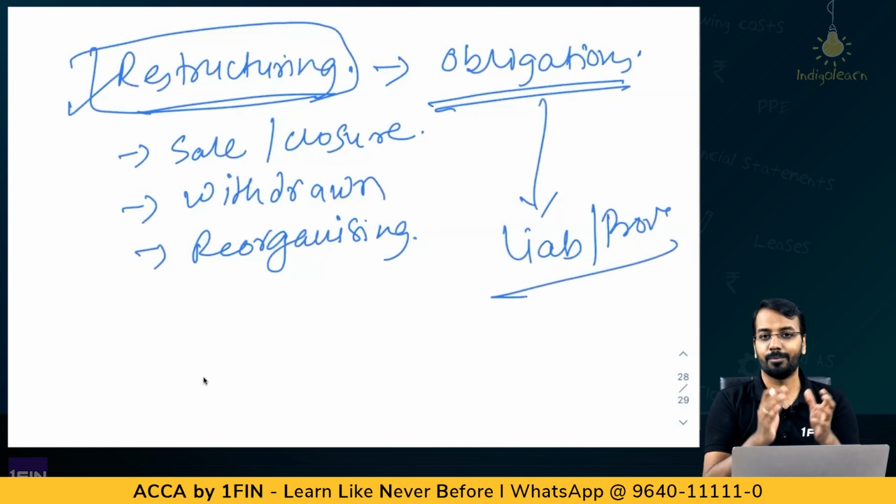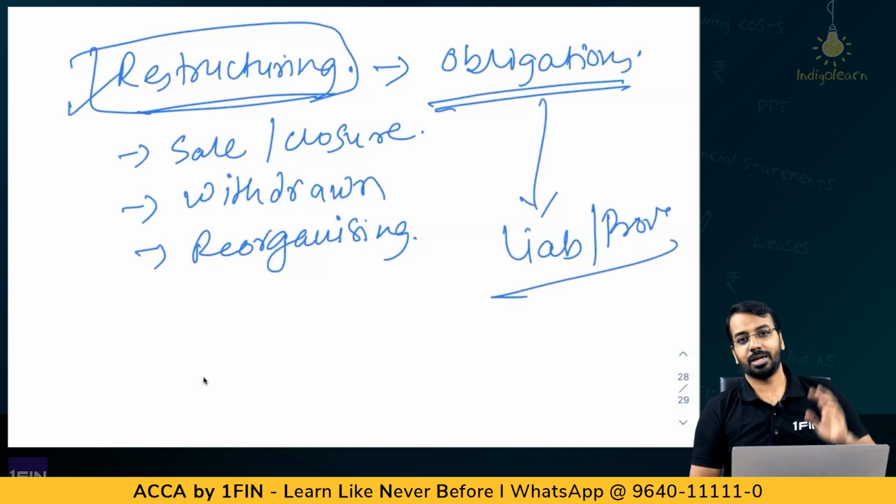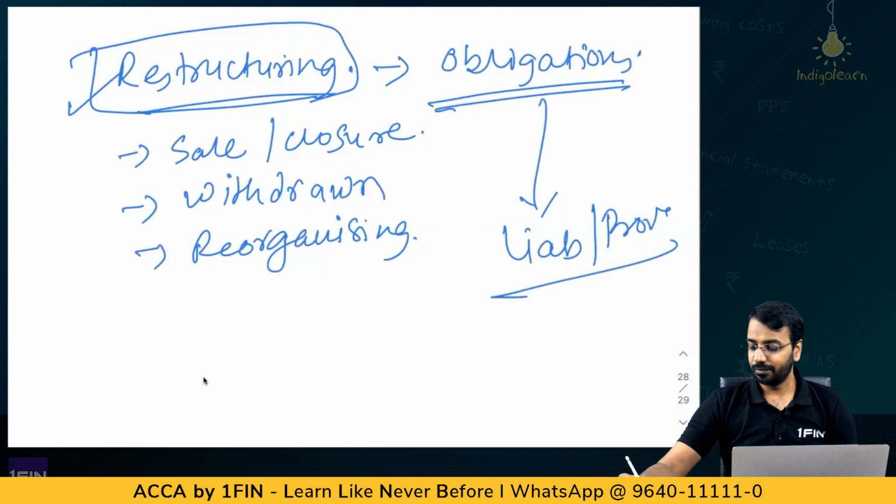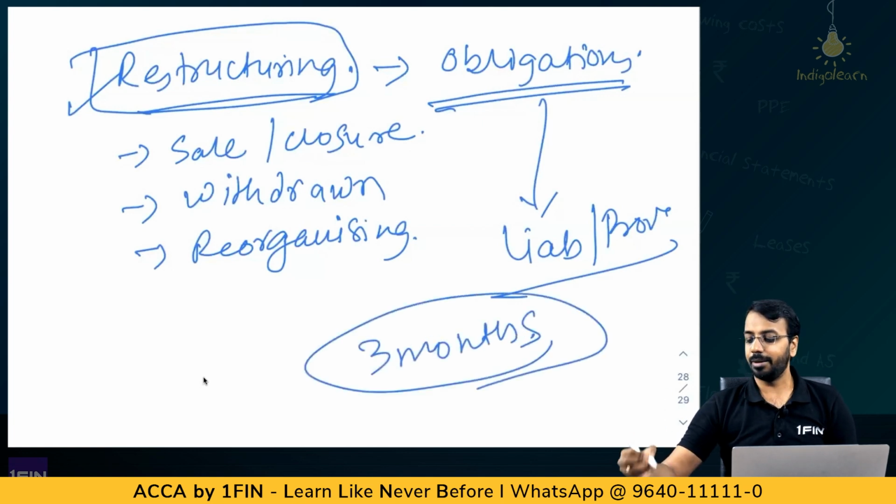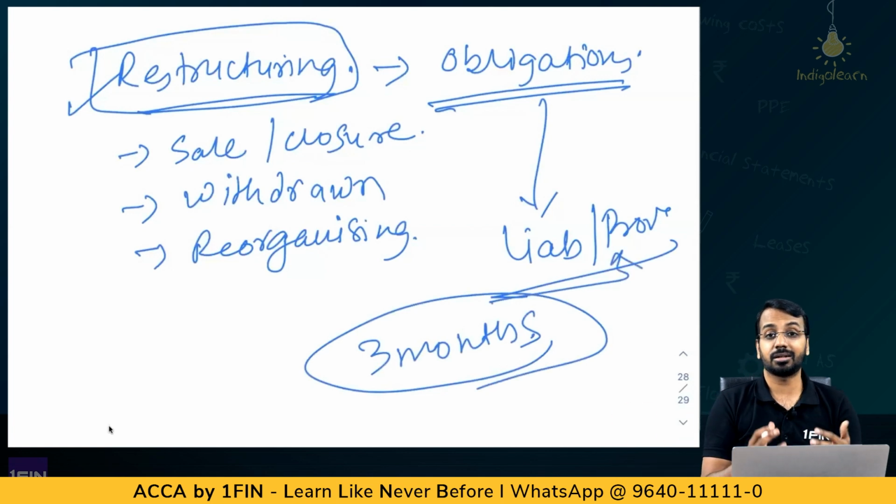Okay, so you announce to the employees, we are laying off 1000 employees, and after 6 months your services will not be needed, but because we are laying you off, we will pay 3 months salary extra. For this 3 months salary extra you have to create a provision on the date on which the restructuring is announced, and after that the company cannot withdraw from the restructuring announcement.